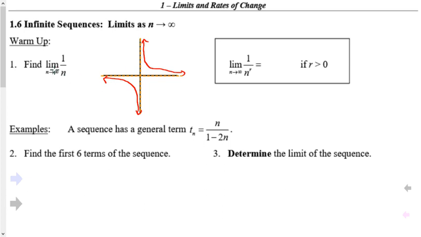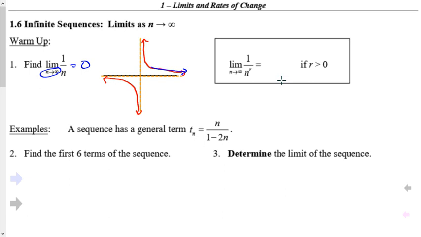Here I'm looking at, as my variable approaches infinity, what happens? Well, as my variable approaches infinity, my y values are getting closer and closer to 0. It's getting closer and closer to that asymptote. So this limit is equal to 0.